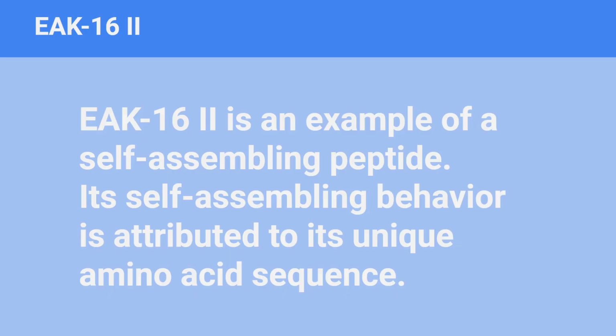An example of a self-assembling peptide is EAK16-2. It refers to a peptide sequence that exhibits self-assembling properties. Self-assembling is a process by which these molecules spontaneously organize and come together to form larger order structures without external guidance, as we have said. In the case of this molecule, the self-assembling behavior is attributed to its unique amino acid sequence.